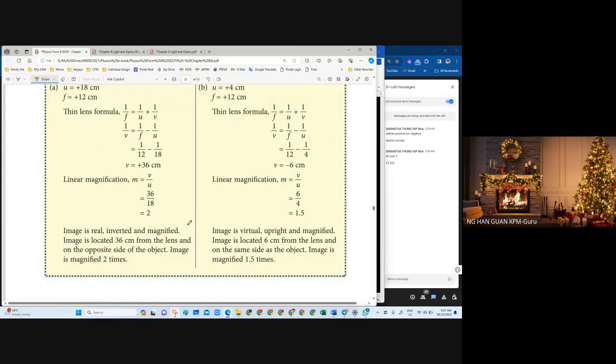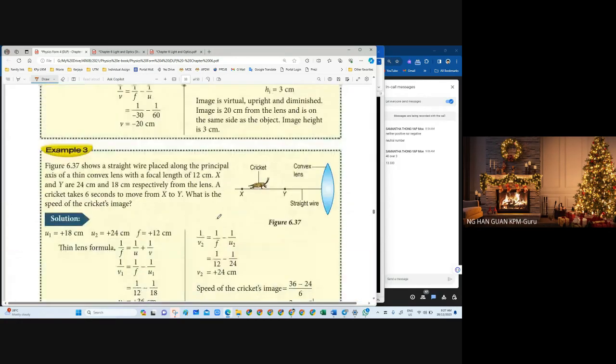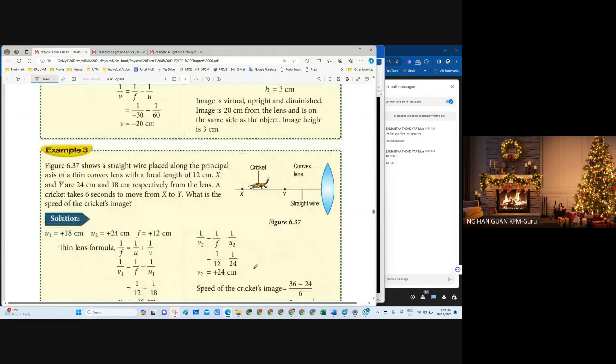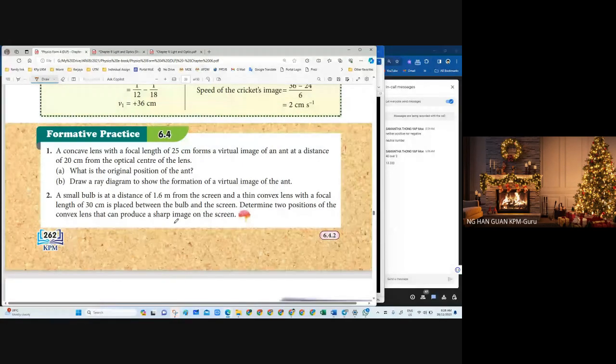Okay, actually this one I already discussed with you. So these are other calculations involving applying the formula. All right, so you can read through example 2 and number 3. Basically we practiced just now. Formative practice is also about drawing the ray diagram, and then calculation. So all this you do first. When school opens, maybe I will have time to go through all this formative practice.